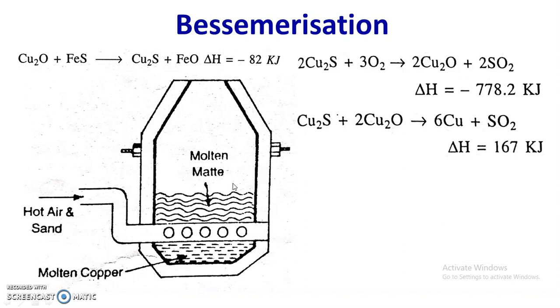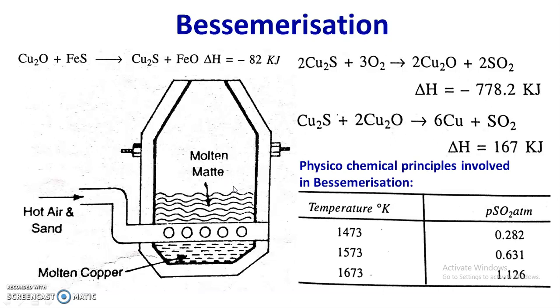The blister copper is further refined. So the composition of blister copper is 97 to 99% copper and 1 to 3% impurities of other metals like iron, nickel, arsenic, antimony, bismuth, silver, gold, platinum, etc.